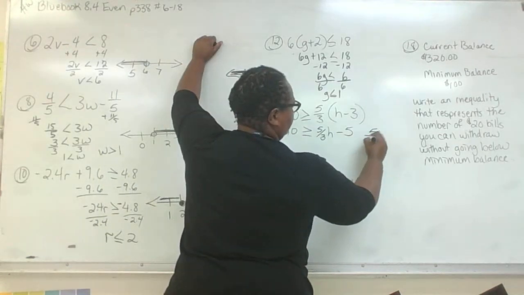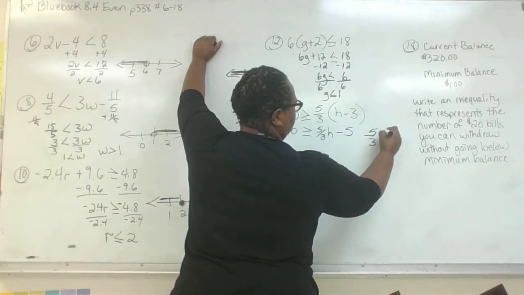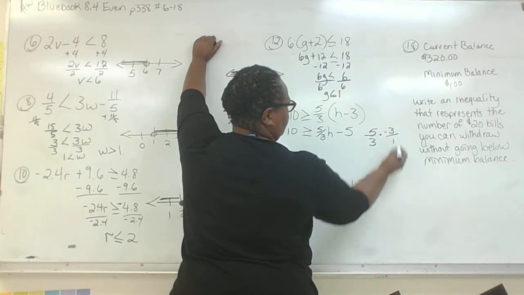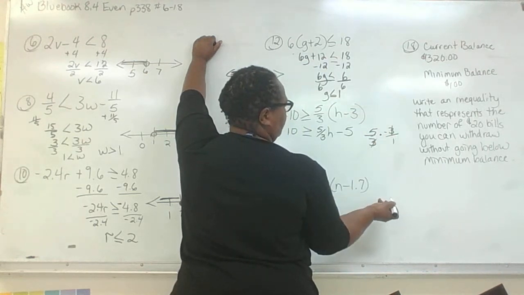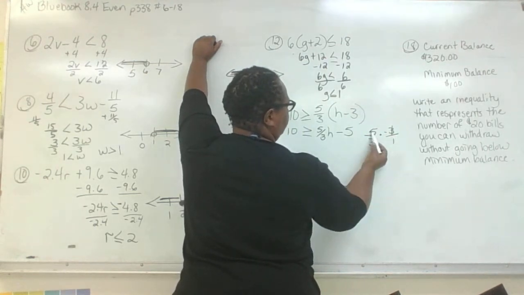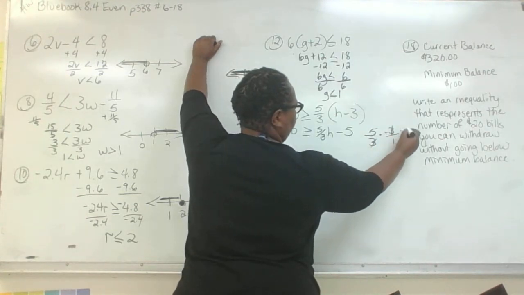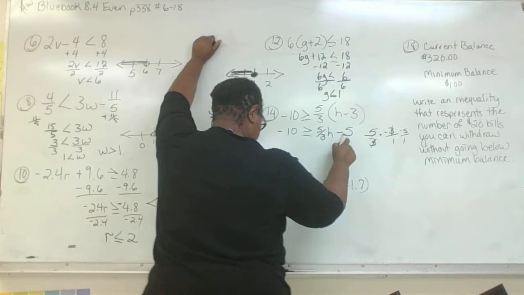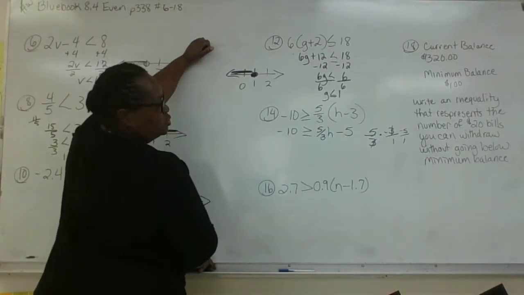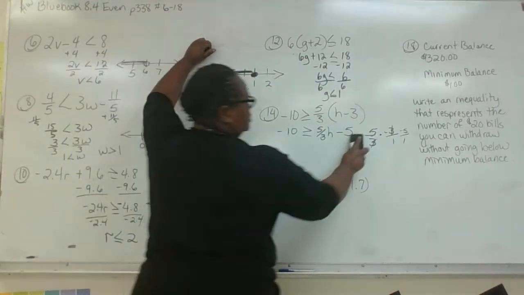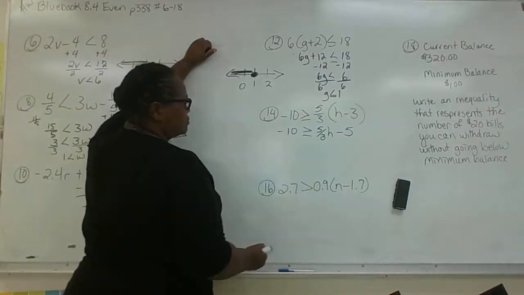Let me show you. Times negative 3 over 1. That cancels, okay? And then therefore 5 times the negative 1 will give us a negative 5 over 1. And that's how we got this answer, okay? Just want to be sure you understand that, all right? So now let's move on.